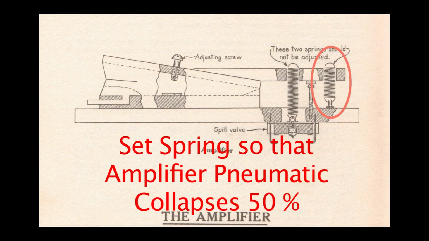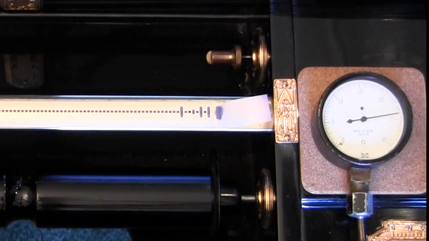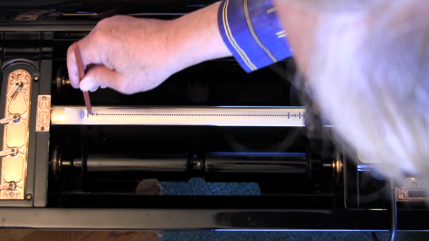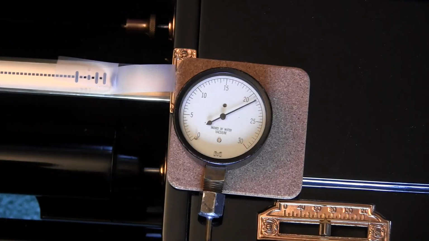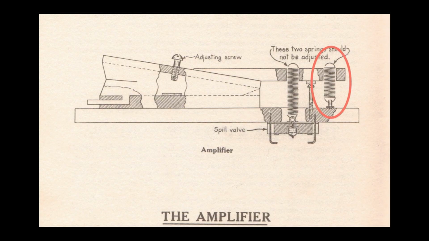Very carefully set the amplifier spring so that the pneumatic collapses 50%. The gauge should read amplified pump pressure caused by the bass holes 2 and 6. Expect to get a gauge reading of about 22 to 25 inches of pump pressure.